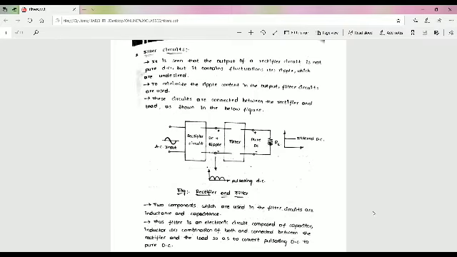To minimize the ripples, the undesired output, we get the pure DC. So to minimize the ripple content in the output, filter circuits are used. These circuits are connected between the rectifiers and the load. The input is AC, and the output is the filtered pure DC output.